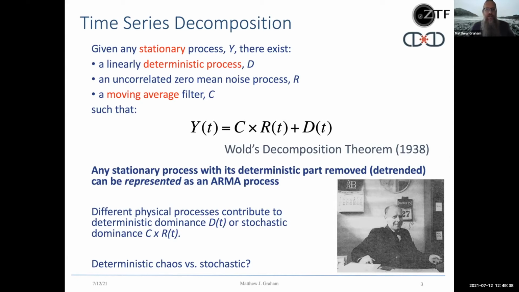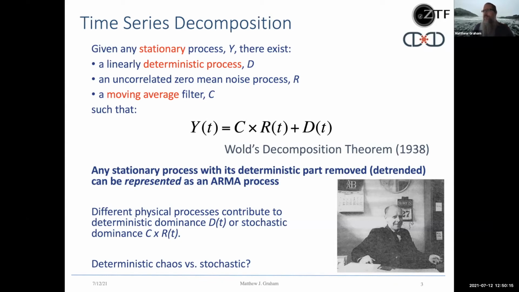So most of the stuff we can do can be considered stationary in some sense, but if you detrend it, take away the deterministic part, then it can be represented as an autoregressive moving average process, one of these ARMA processes. Now, one of the questions to ask is that if you have any given time series and you do this decomposition, there will be different physical processes which contribute to that, either to potentially a deterministic dominance or a stochastic dominance. And so therefore, with different types of objects, different time series, we may be able to figure out which one is more chaotic, which one is more stochastic.